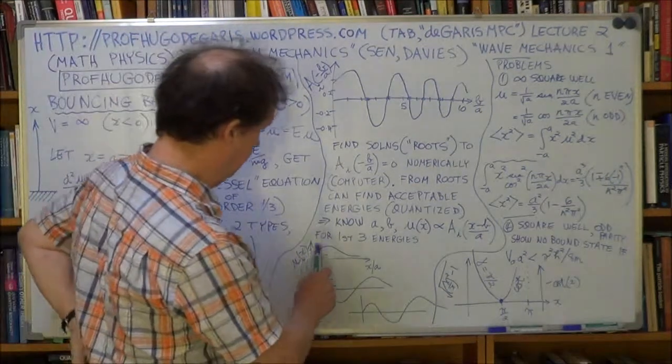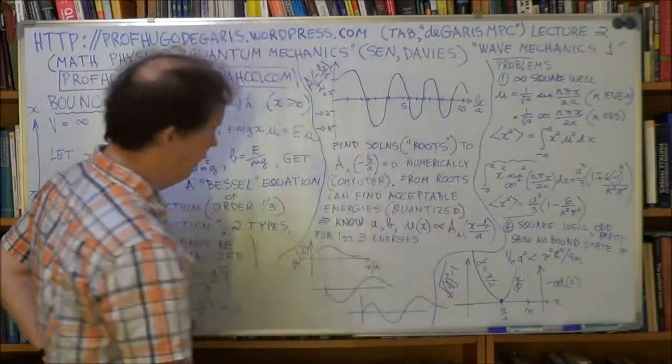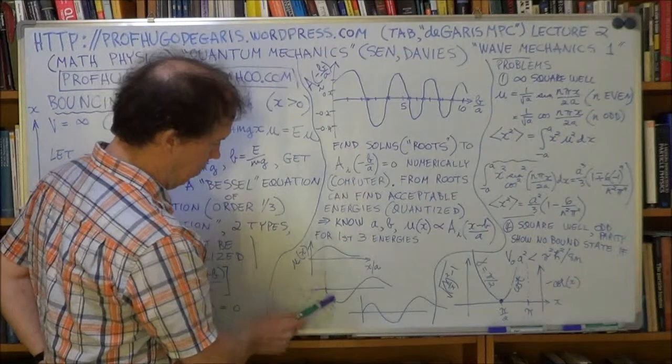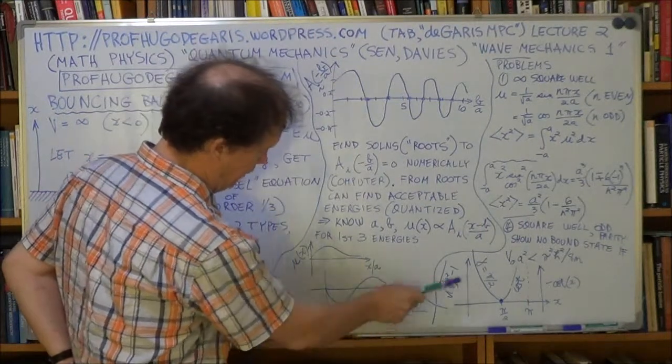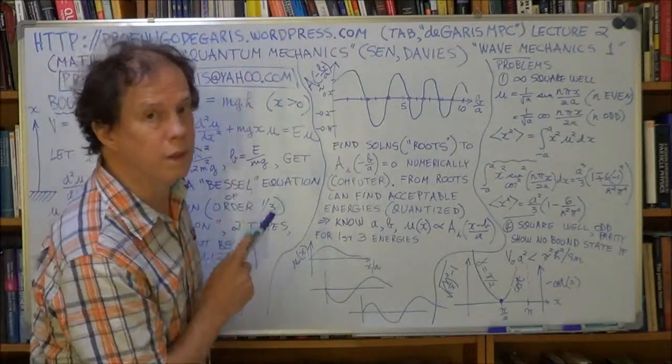Now if you do that for, say, the first three energies, 1, 2, 3, they sort of look like this, a sort of oscillatory motion. Now this is the u, the amplitude in the sense.